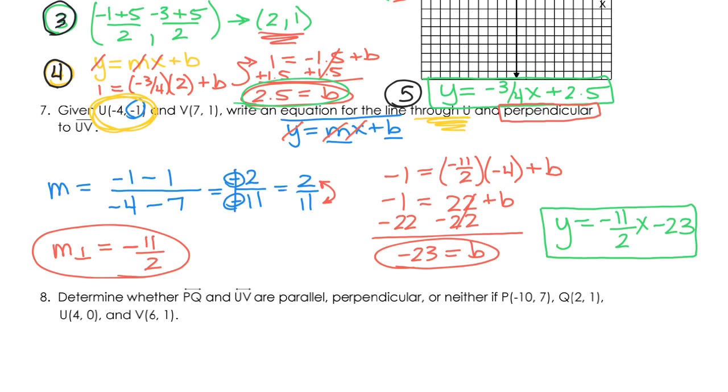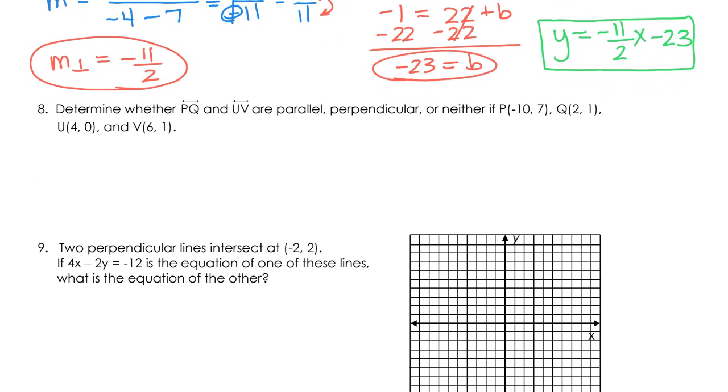All right, guys, let's take a look at number 8. Number 8 asks you to determine whether PQ and UV are parallel, perpendicular, or neither. All right. So if we knew the slope of PQ and we knew the slope of UV, we would be able to see if they were parallel, perpendicular, or neither. So we're going to have two slopes to find. First slope is going to be the slope of PQ. I'm going to put a little subscript there so I know that I'm doing PQ.